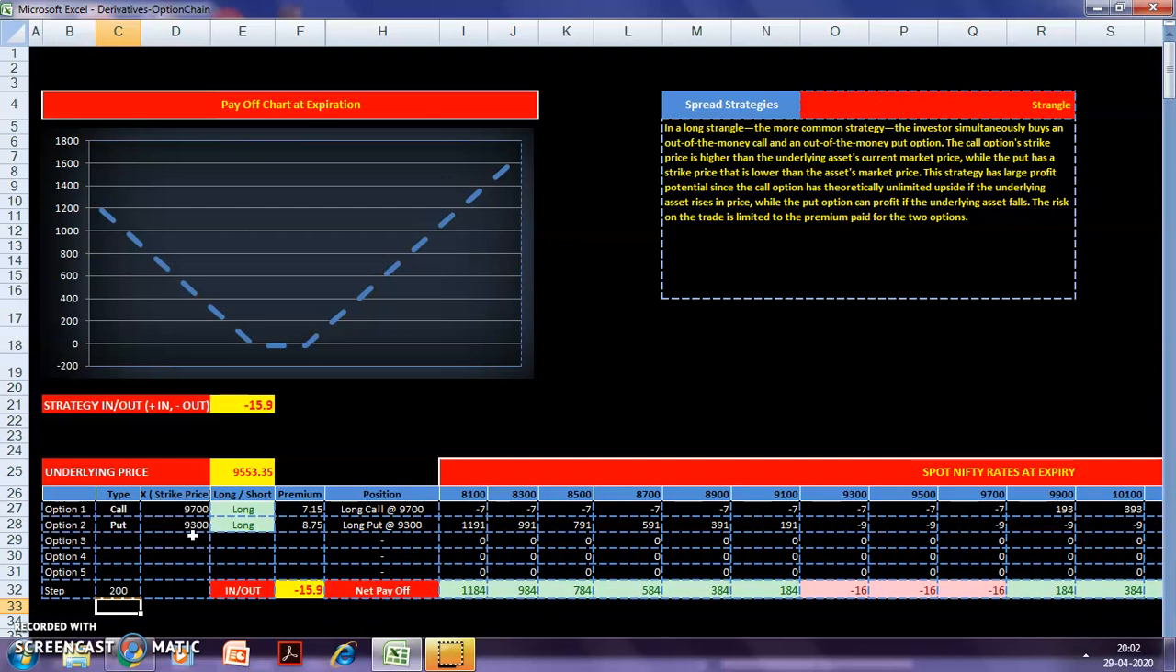So why do you do that? Because this strategy again bets on the volatility. You expect the volatility to increase, so that is why you take this strategy. You buy an out of the money put and call so that your initial outflow is less. So that is why you do that.